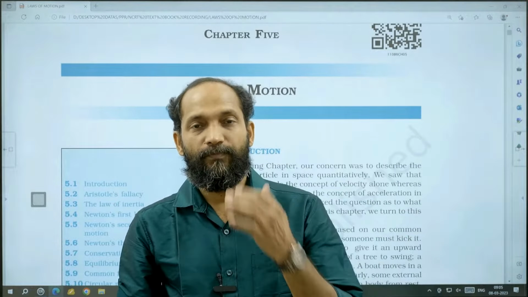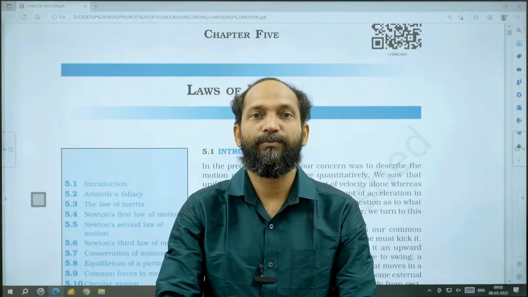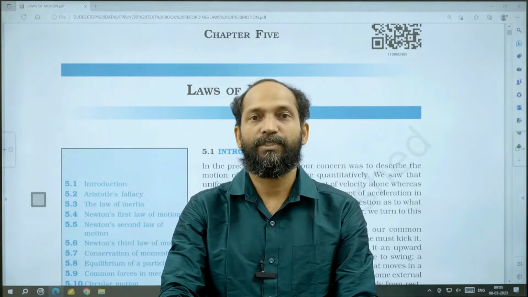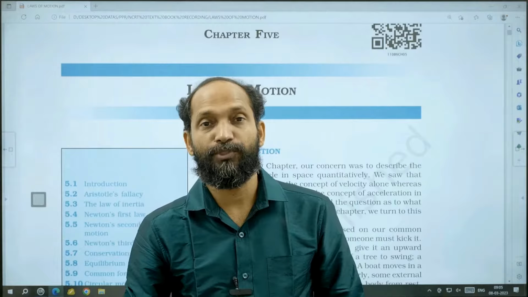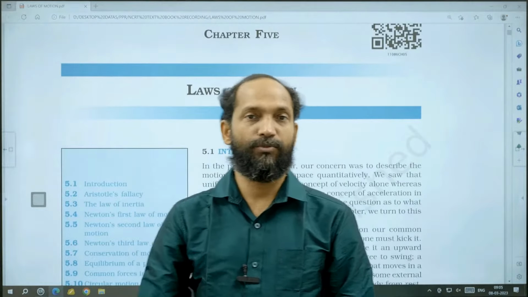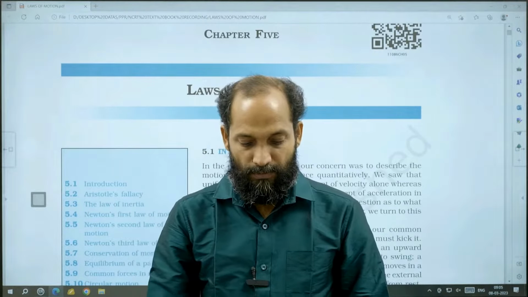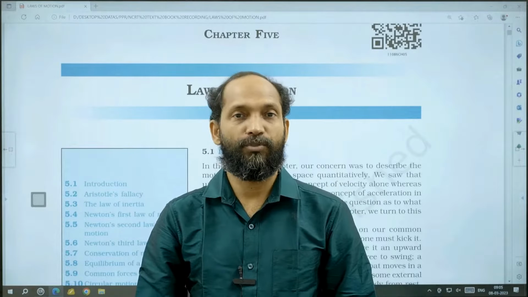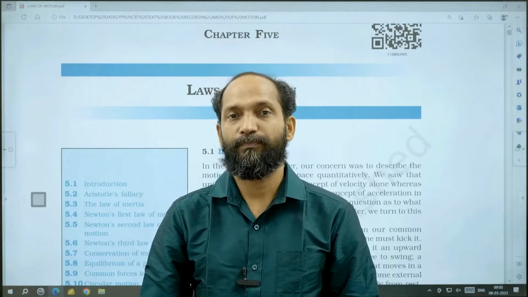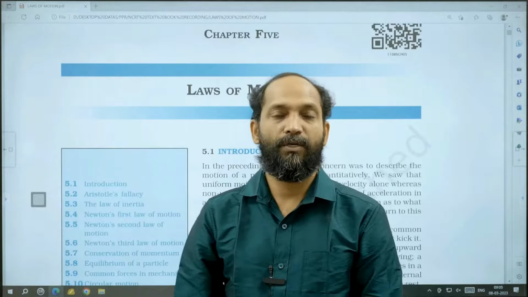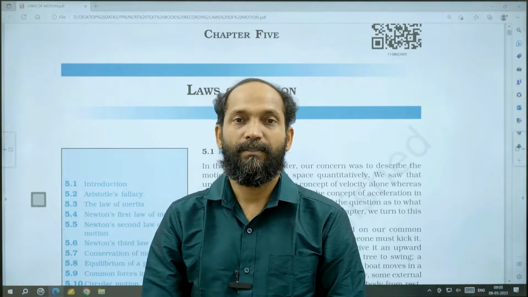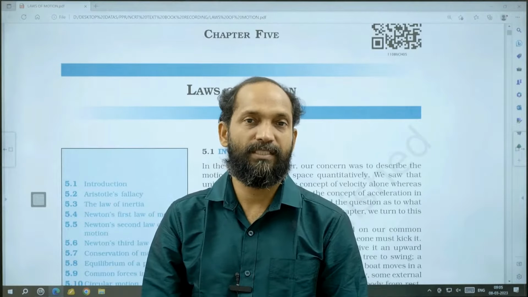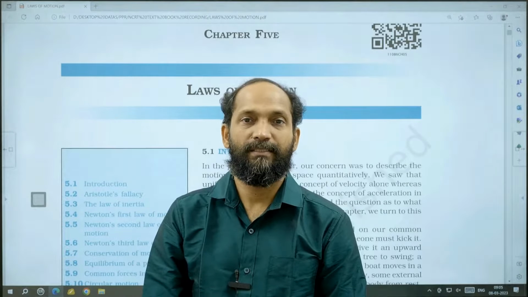Today, we have to discuss chapter 5, laws of motion, for a quick revision. In the chapter laws of motion, also called Newton's laws, we have Newton's three laws: first law, second law and third law. And basic concepts of inertia, momentum, contact forces, friction, tension, like that.